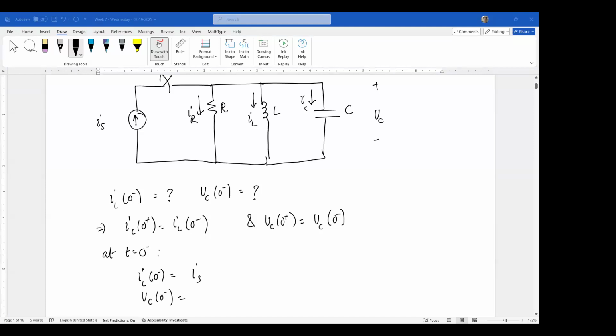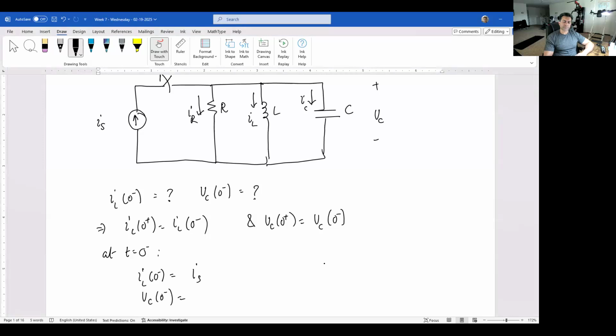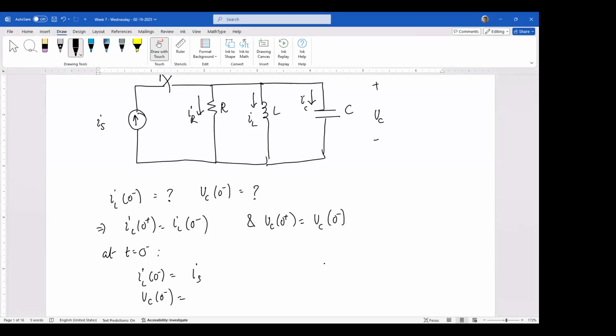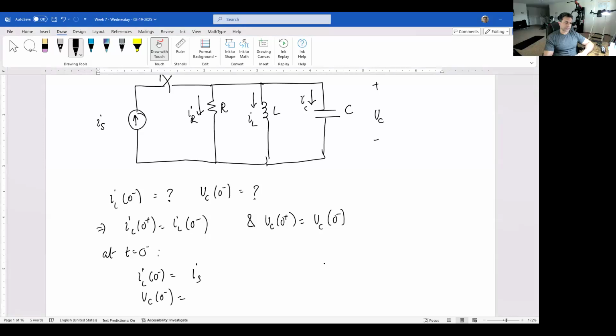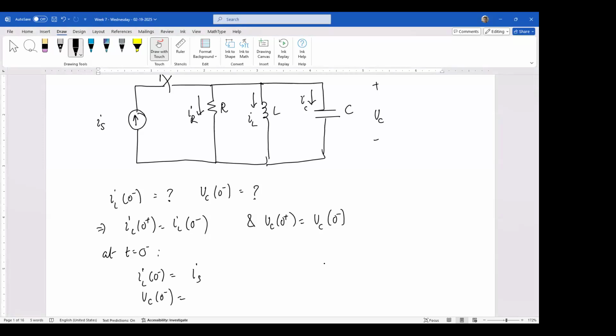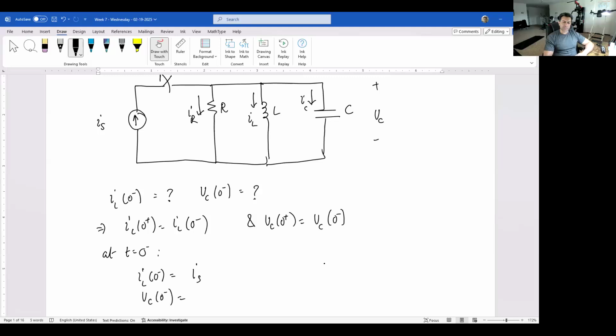So if our capacitor is an open circuit and our inductor is a short circuit, does that mean the voltage would be the same as across the resistor? And that voltage will be? The current source divided by the resistor. Okay, is that the correct answer? Current source times the resistor. Is that the correct answer? Anyone?